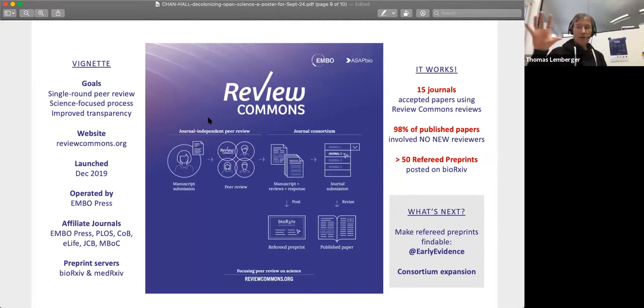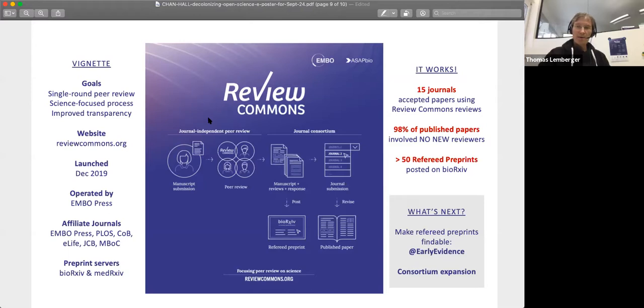To do that, the platform offers a single round process that avoids the typical repeated cycles of peer review that we see across journals. We ask reviewers to write journal-agnostic reports. And finally, we accelerate the transparency by enabling authors to post the reviews directly on preprint. Review Commons was launched in December last year, and we work with a consortium of journals, including PLOS, EMBO Press, the Company of Biologists, eLife, the Journal of Cell Biology and Molecular Biology of the Cell.